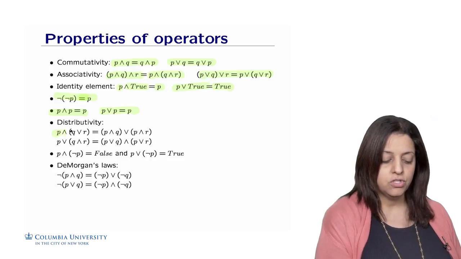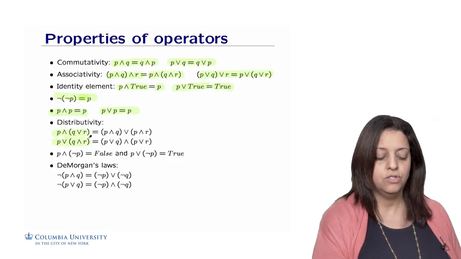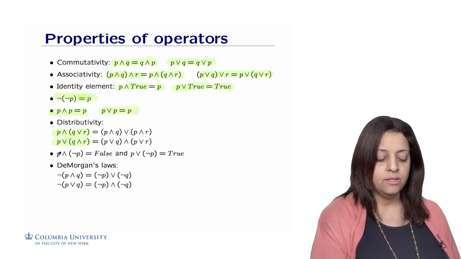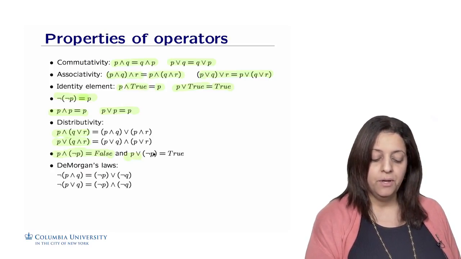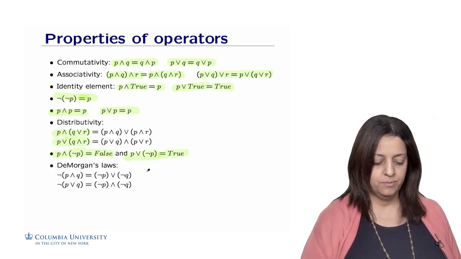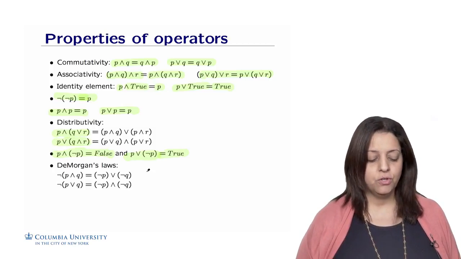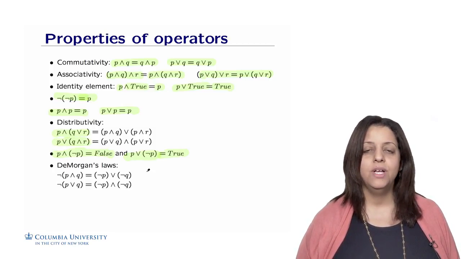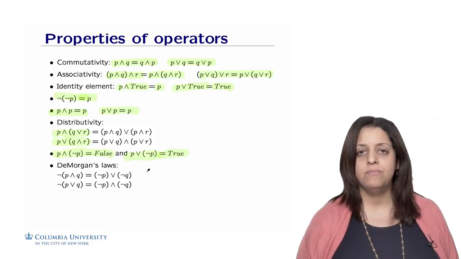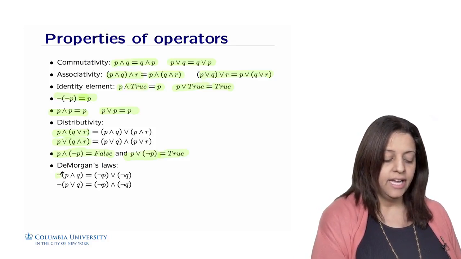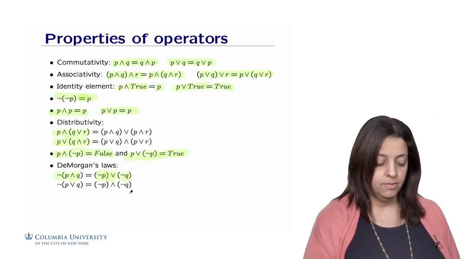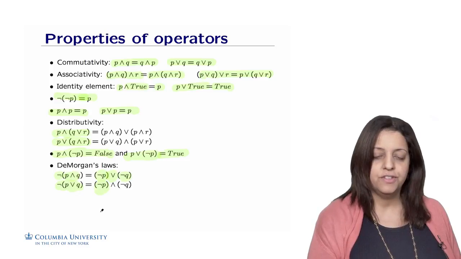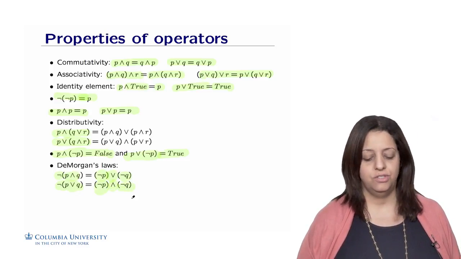We can distribute the conjunction over the disjunction and the disjunction over the conjunction. Also, P and not P is false, because one of them must be false, and the conjunction requires that both of them be true to be true. P or not P is true, because one of them is guaranteed to be true. We use an important feature called De Morgan's law that allows us to introduce the negation on some compound conjunction or disjunction. The negation of a conjunction is the negation of the first term or the negation of the second term. The negation of a disjunction is the negation of the first term and the negation of the second term.